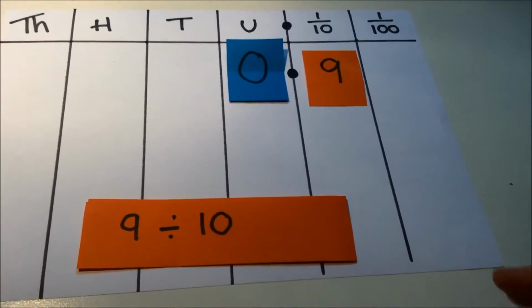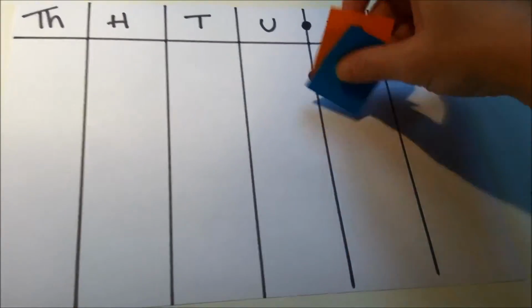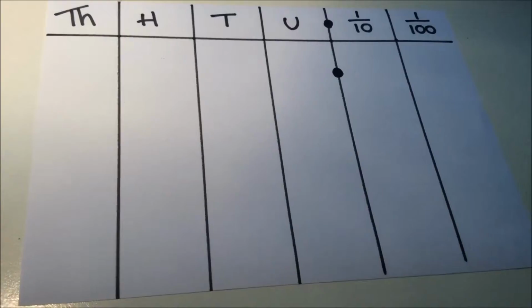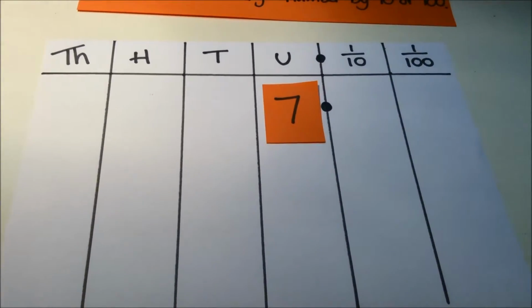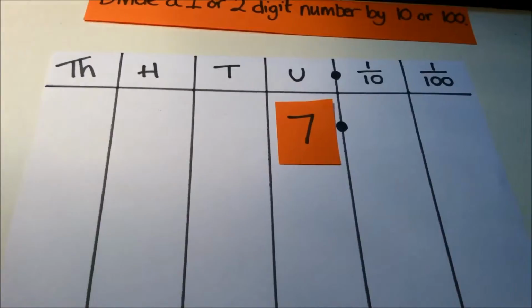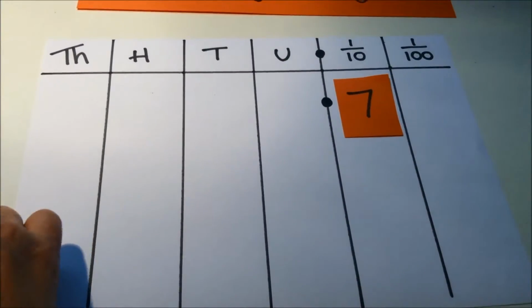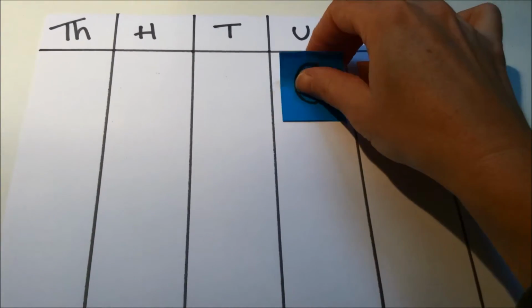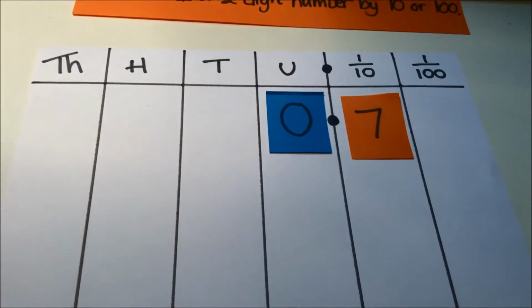Let's try that with another number. Let's put in the number 7. So if we wanted to do 7 divided by 10, we would move our digit one space to the right. So the 7 is going to go from our units into our tenths, and then to show that we haven't got any units left, we're going to put in a placeholder. So 7 divided by 10 is 0.7.